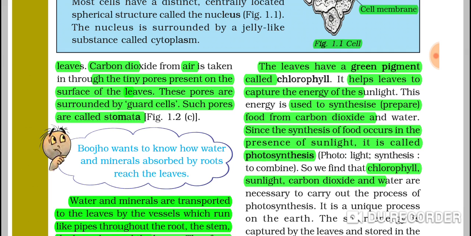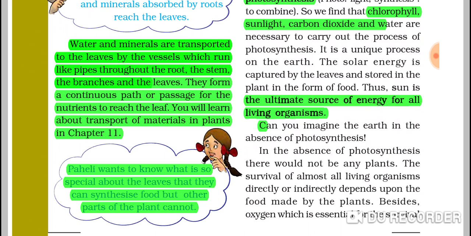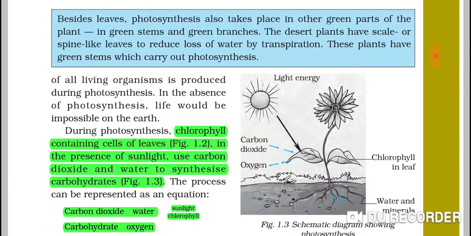Light is required, which is known as the photo, and synthesis means to combine. So light helps in the preparation of food, therefore it is known as photosynthesis. Now the four things which are necessary for photosynthesis are chlorophyll, sunlight, carbon dioxide and water. Water is taken from the soil, sunlight from the sun, carbon dioxide from the air, and chlorophyll is present in the leaves. Hence we can say the sun is the ultimate source of energy.